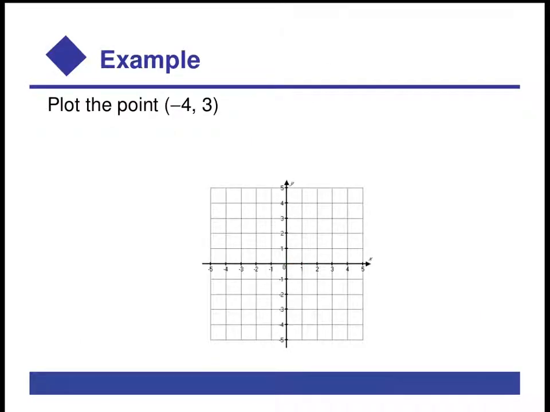So now we're going to plot negative 4, 3. The first thing we're going to do is start at the origin, and then we're going to move in the negative direction to negative 4. And then we're going to go up 3, and that is where we'll make our dot, right there. Sometimes I'm off a little bit because of the ink. So it's negative 4, 3.